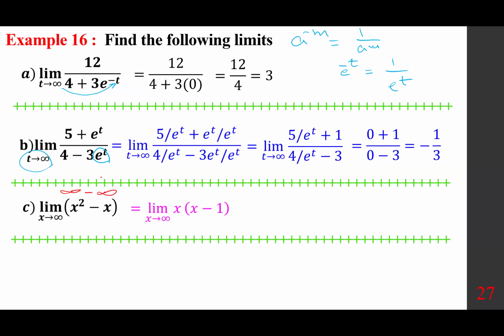When you factor the x out, now you plug in, you get infinity times infinity minus 1, which is, of course, infinity. Infinity times infinity, infinity times 2, infinity squared, square root of infinity, all of them are infinity.